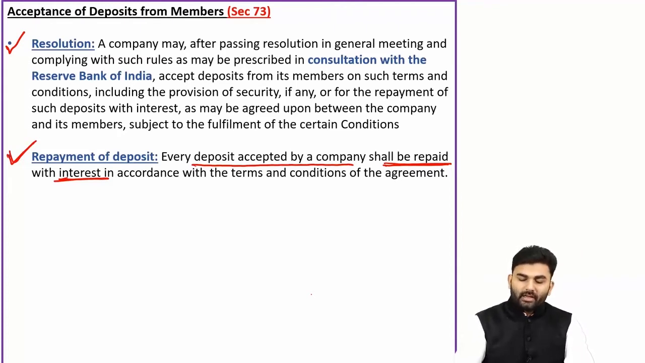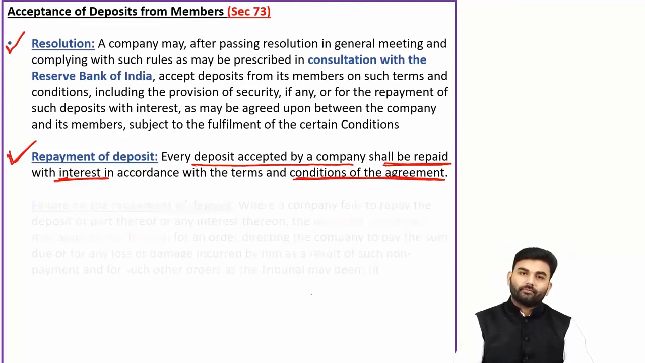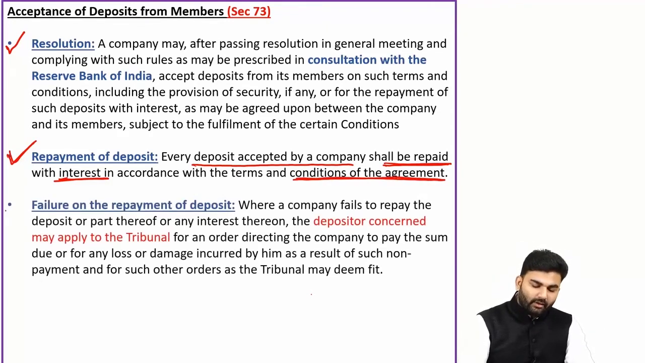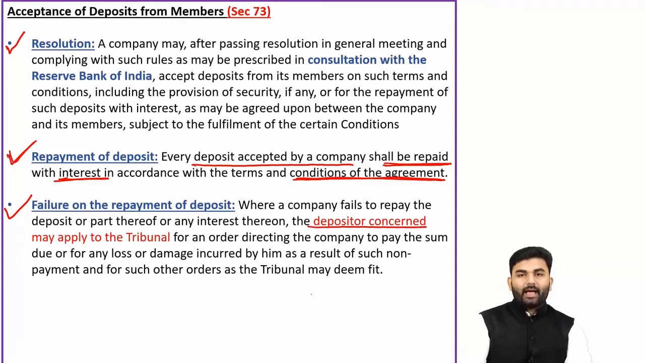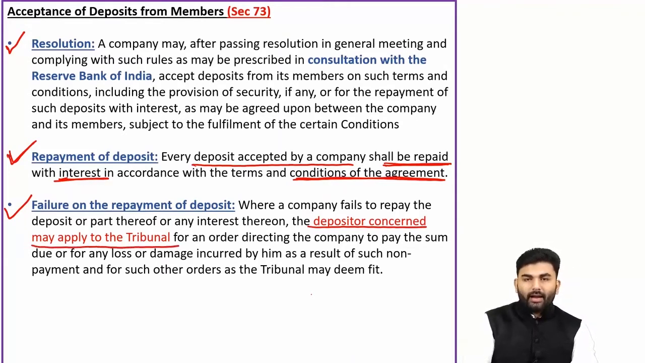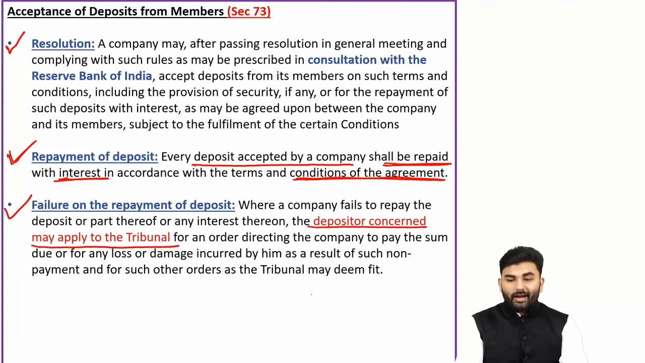What will be the rate of interest? That will already have been communicated to you through the terms and conditions of an agreement. Whenever the company fails to repay the deposits, the depositors can raise a complaint to the tribunal. The concerned depositors can directly make an application to the tribunal and raise a complaint against the company that it accepted our money in the form of a deposit, but now has failed to repay either the principal amount or interest or both.